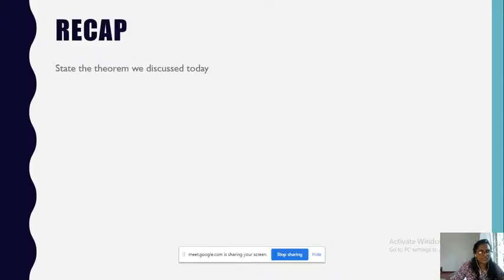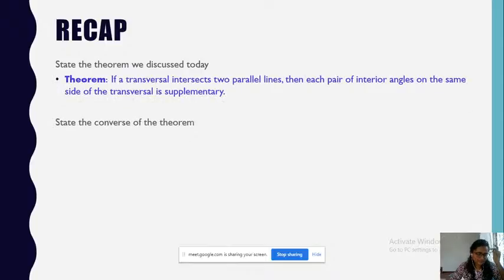Okay. So, can you try to state the theorem we discussed? The theorem is: if a transversal intersects two parallel lines, then each pair of interior angles on the same side of the transversal is supplementary. That is not it, that was something we discussed in the last class. We discussed today the converse, right? Now try to tell me the converse.